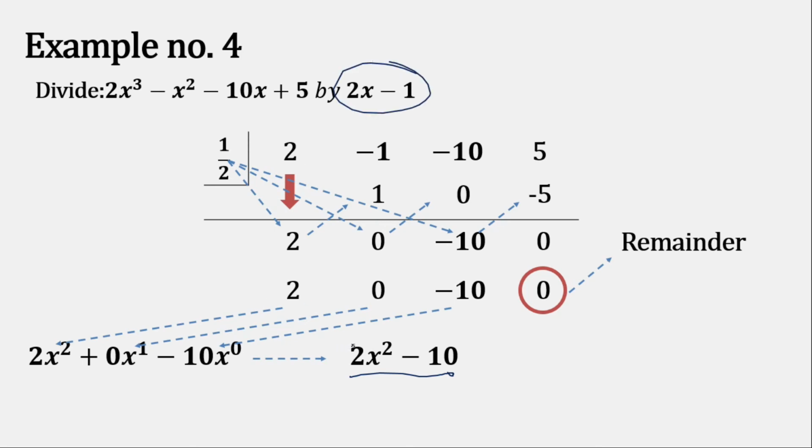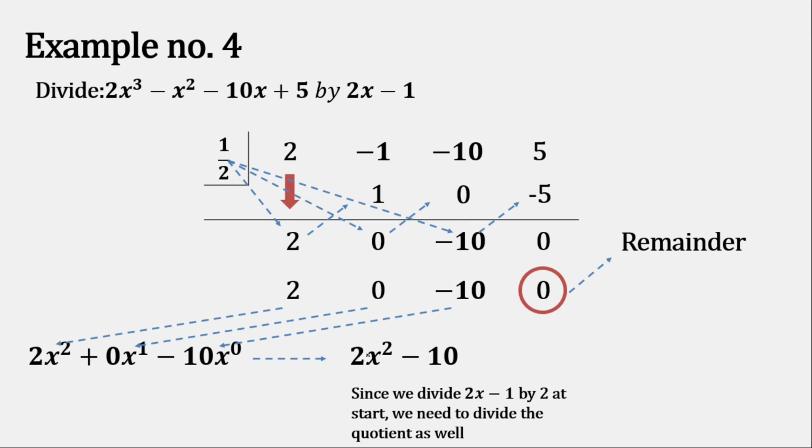The main reason why that happened is because we need also to divide the answer by 2, because we divided the divisor at first. So since we divided 2x minus 1 by 2 at the start, we need to divide the quotient as well. So 2x squared minus 10 divided by 2. So this will be x squared minus 5. So that will be our answer. x squared minus 5. So hopefully you understand that.